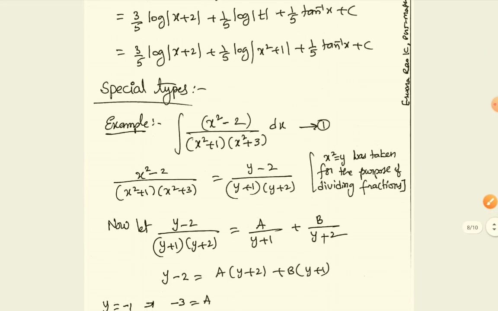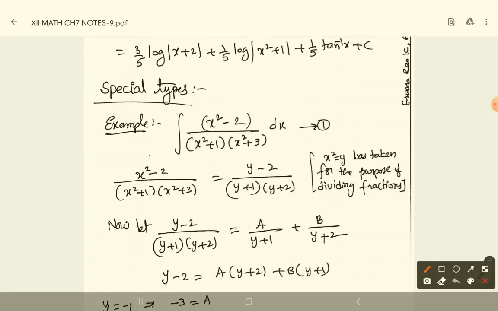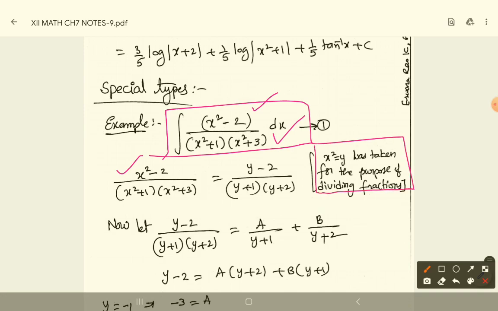So special types. Look at this special type. Here, integration of (x square minus 2) by (x square plus 1) into (x square plus 2). They are all expressions of pure quadratic, that means the middle terms are not there. When they are like that, you take x square equal to y for partial fractions decomposition only.